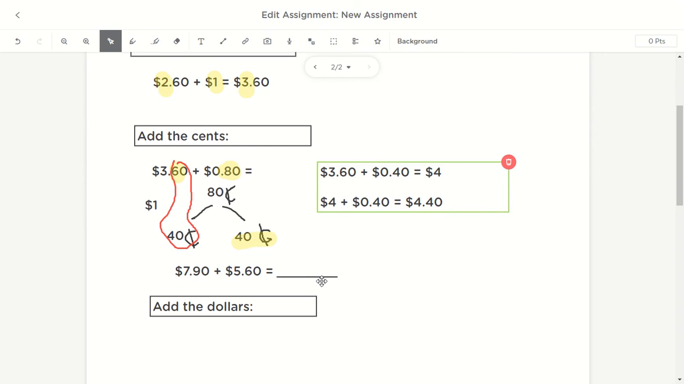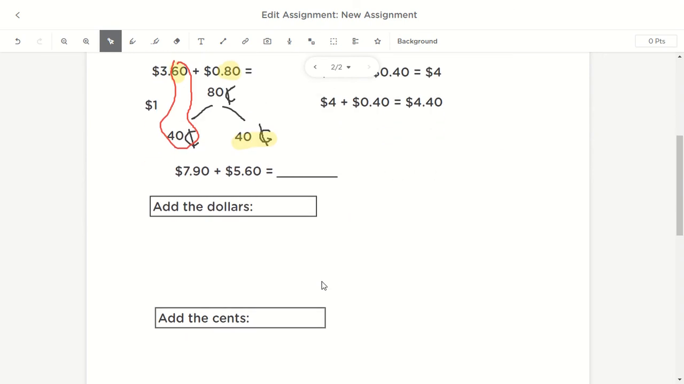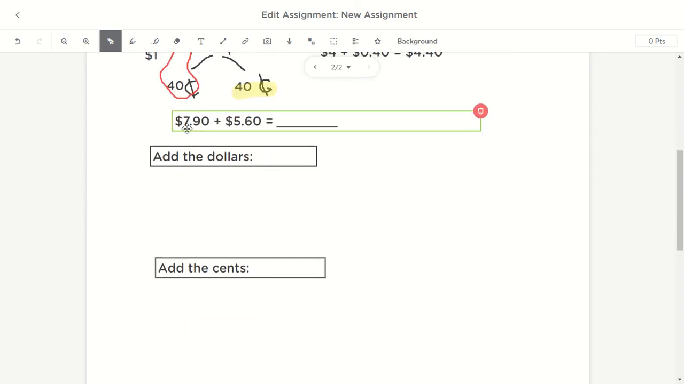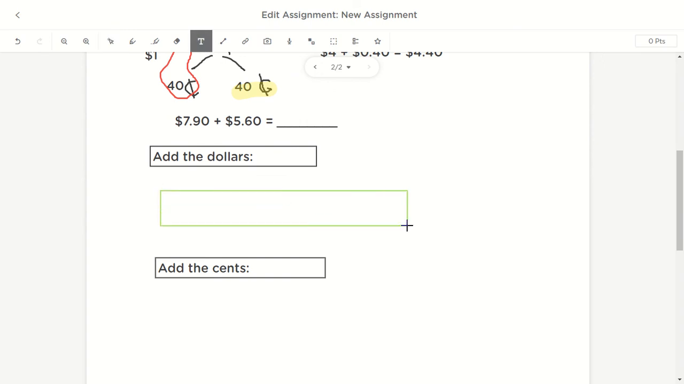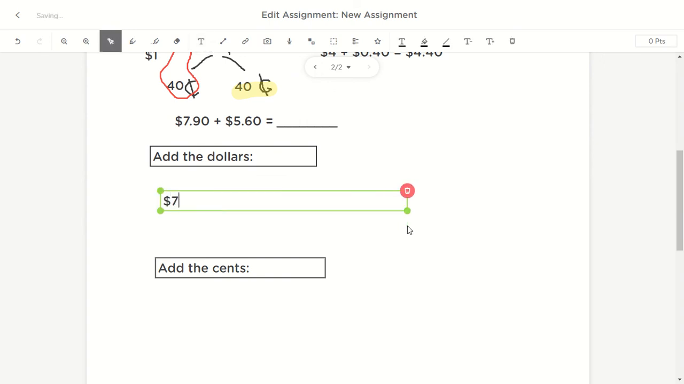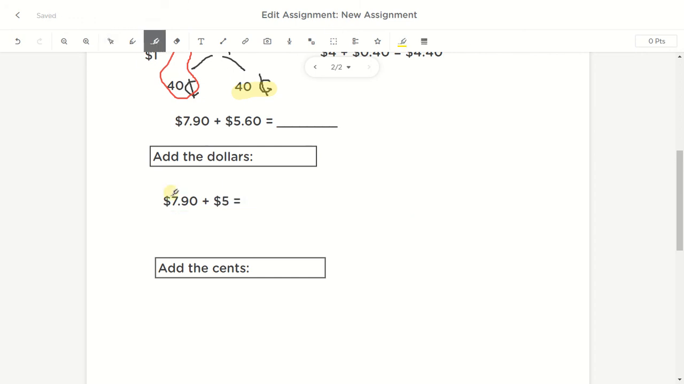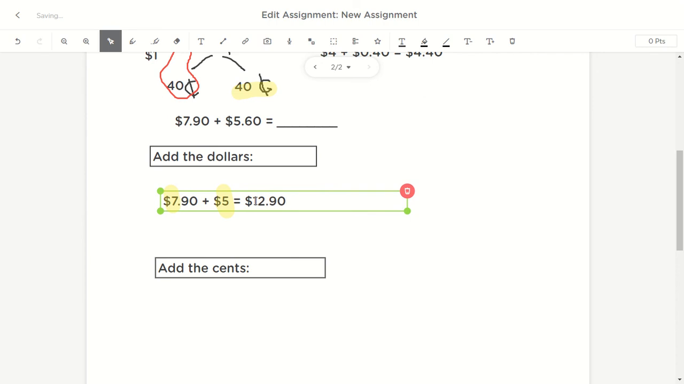Okay, so let's look at another example. This number is slightly bigger. So what I have here is $7.90 plus $5.60. Same thing. Add the dollars first. So I have $7.90 plus the $5. So ask yourself, what is $7 plus $5? You know that it is actually $12. Okay, 90 cents, we'll keep it, we don't touch it. So now we'll move on to the cents.